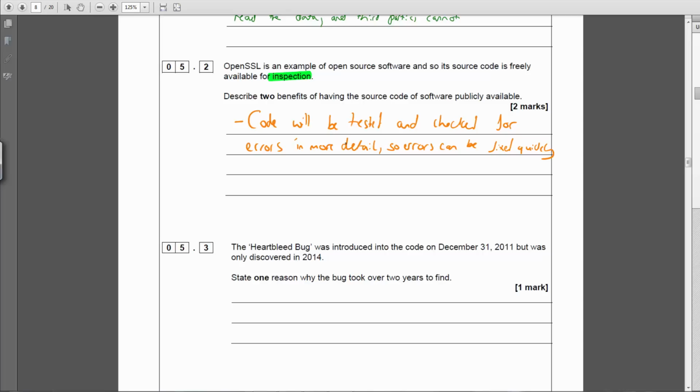Code will be tested and checked for errors in more detail, and so errors can be fixed quickly. If people have access to the source code, that is the code written on the screen, they can try and fix errors for themselves. And actually, I guess the idea in this case study is that the Heartbeat bug was found by someone inspecting the source code.